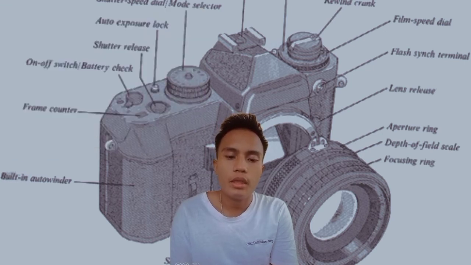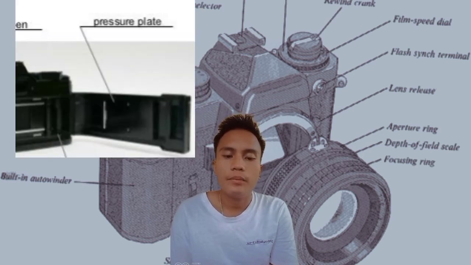Eighteen is the pressure plate. Directly underneath the back cover is a plate known as the pressure plate. The purpose of the plate is to flatten the film as it arrives in the exposure area and ensure that it does not move about when it's exposed to light.